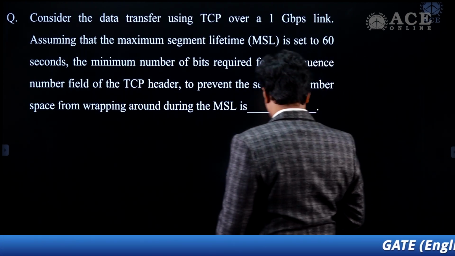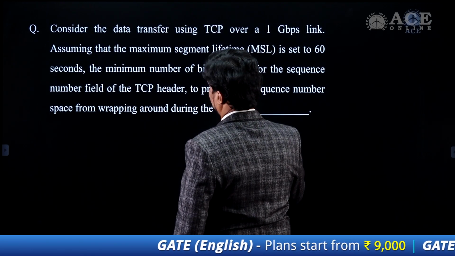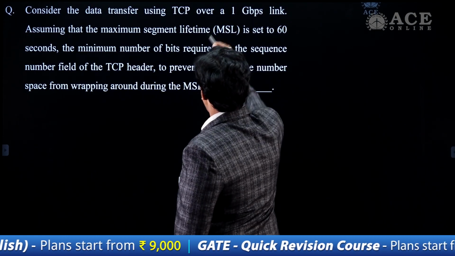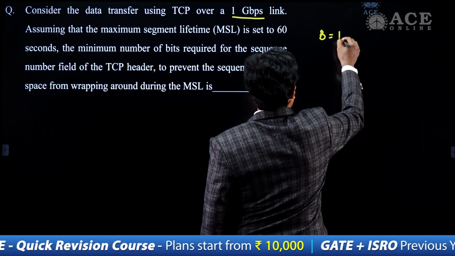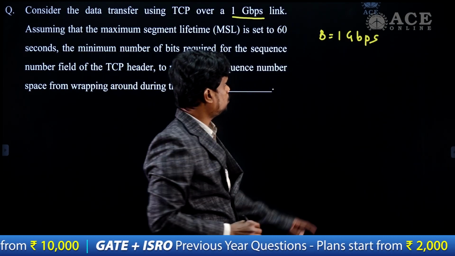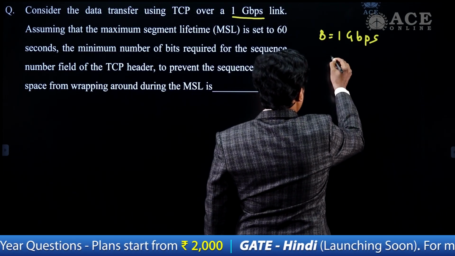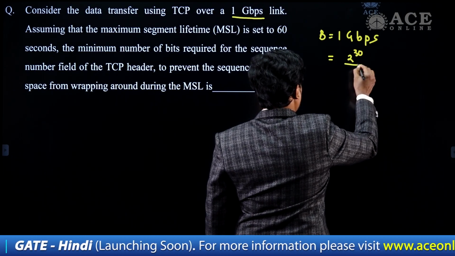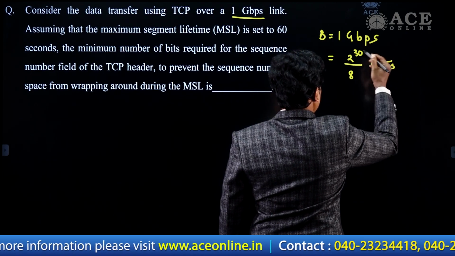So the same procedure we are going to apply here. Have a look. First, consider the bandwidth. What is the given bandwidth here? 1 Gbps, right? And it is in terms of bits. So we need to convert this into bytes. So that means 2 to the power of 30 by 8 bytes per second.